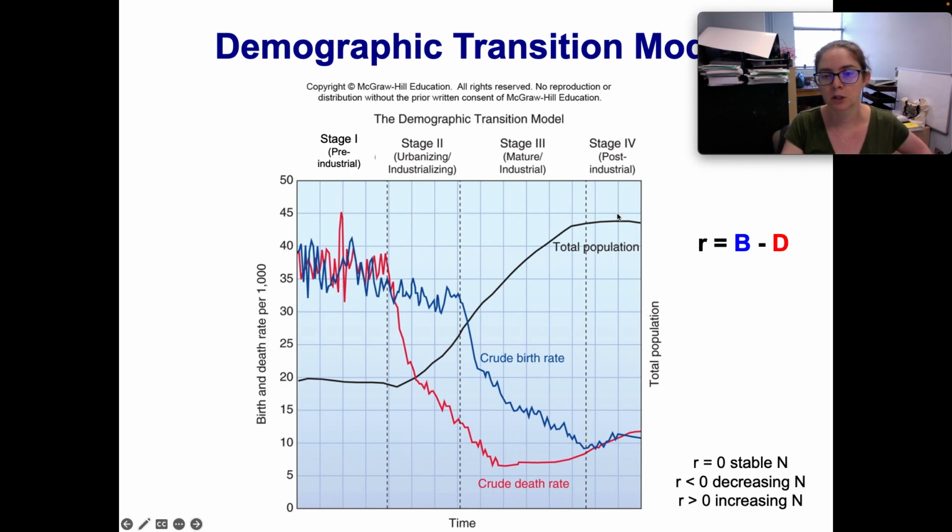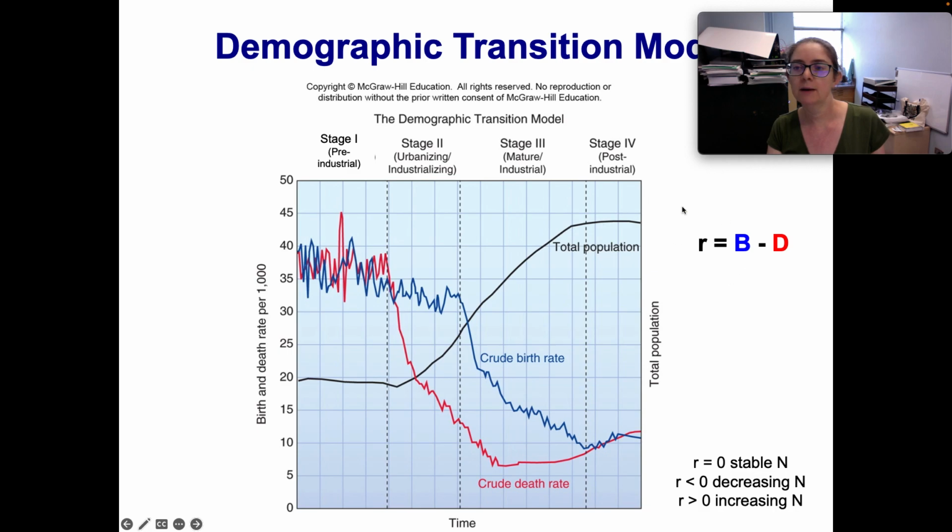The population is high, but it's stable. It's not increasing, it's not decreasing. So we see stage 1, stable but low population size. Through stage 2 and 3, the industrializing and the industrial stages, the population grows. During these time periods, we see death rate fall first and then birth rate. And then once we get to post-industrial, we get to a stable population size.